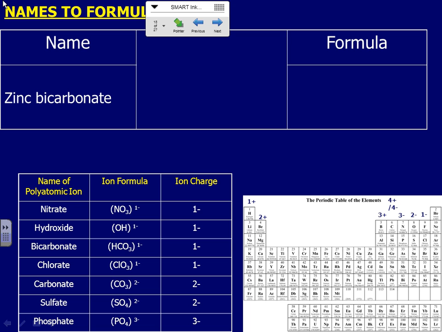Zinc bicarbonate. Let's see if we can do this in one shot without putting the numbers and crossing it over. Cross it over in your mind if you can. Now, zinc was that special guy. Zinc is a transition metal, so we need to track down the charge. I'm going to put it in this big box here. I want yellow. Zn. And I'm not going to track the charge down yet. Bicarbonate, I'm checking in my chart here. HCO3. And I'm looking at the charge, -1. I've got it in my mind.